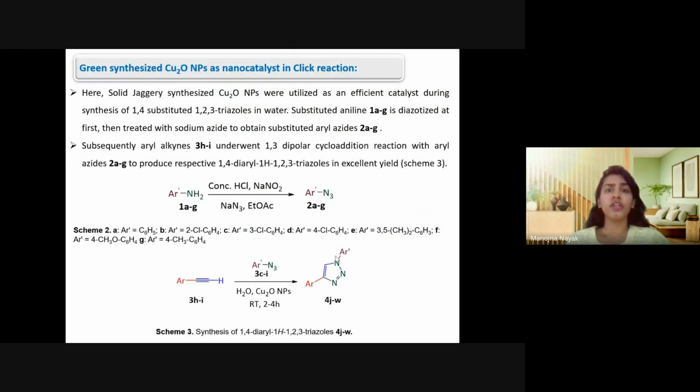Then further, we utilized the copper oxide nanoparticles as nanocatalyst in the infamous click reaction, which also got its Nobel Prize in 2022. So here we used solid jaggery synthesized copper oxide nanoparticles as an efficient catalyst to synthesize 1,4-substituted 1,2,3-triazoles in water. Here we used substituted aniline, and it was diazotized using sodium azide, and we synthesized substituted aryl azides. Then subsequently, we took phenyl acetylenes, which were reacted with the azides to give the products, which are 1,2,3-triazoles.